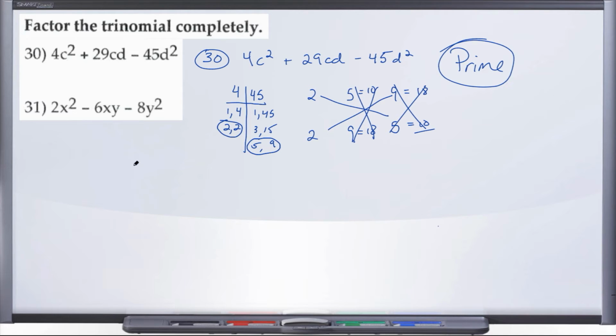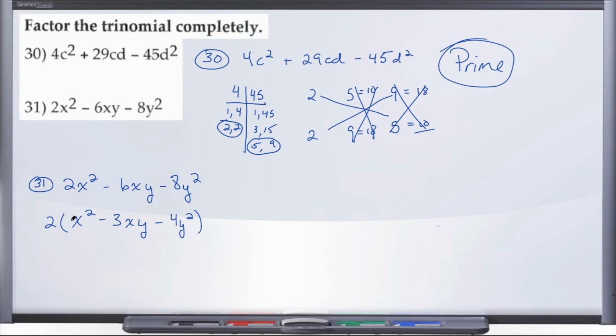All right, let's take a look here at 31. So we have 2x squared minus 6xy minus 8y squared. Again, let's go ahead and ask ourselves that first question, is there a GCF here that we can take out? Looks like there is, right? We can pull out a 2, and when we do, we're left with x squared minus 3xy minus 4y squared.